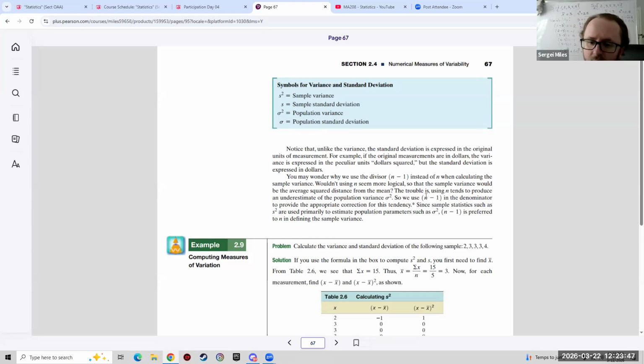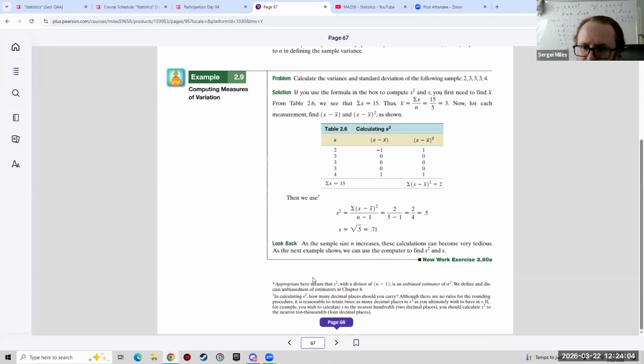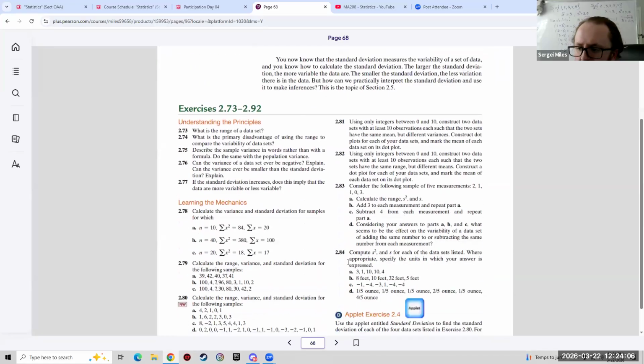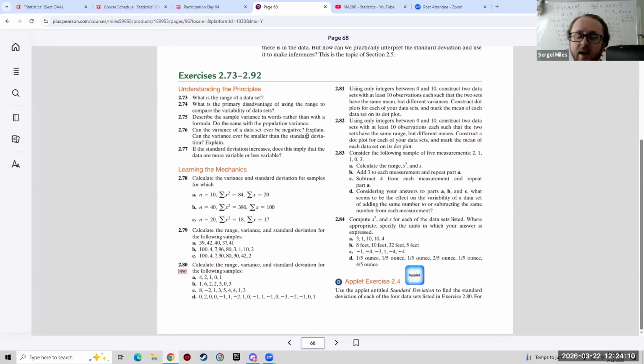Now this example shows the calculation for the standard deviation for sample 2, which we just did on the board. They break it down more step by step, but you can see it's the same thing as what we just did a moment ago. And that will conclude section 2.4 for today.